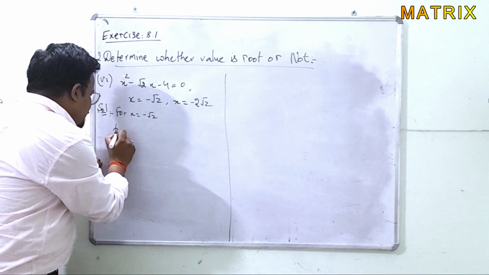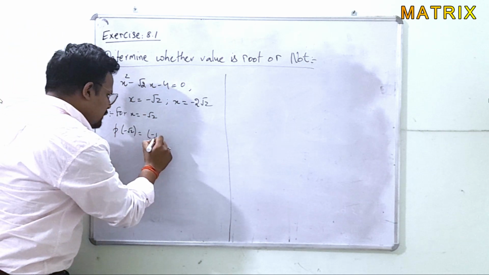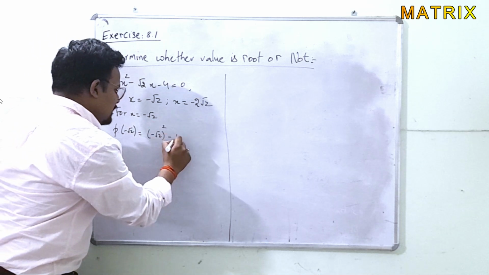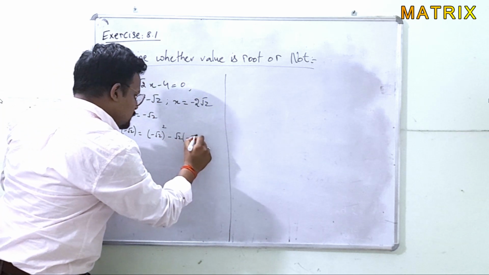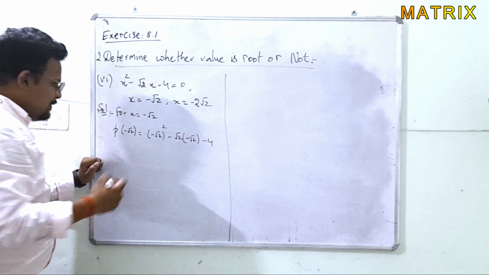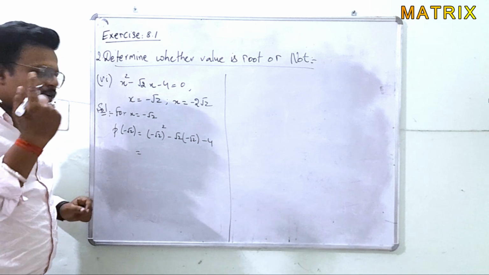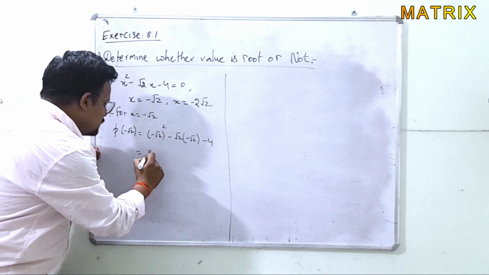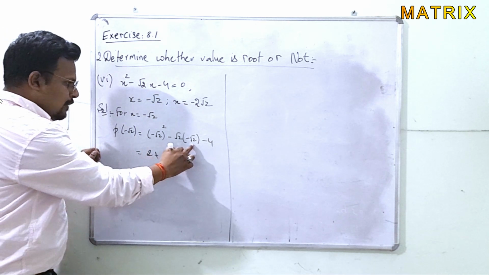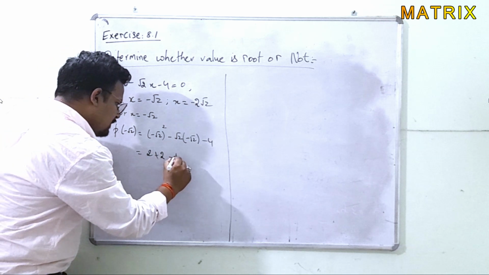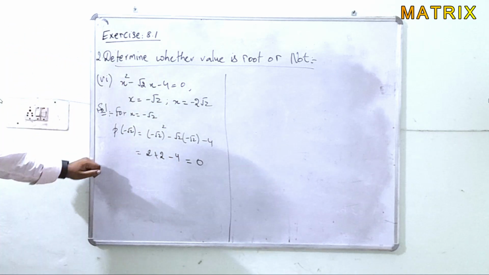So this will be p of minus root 2. Clear? So this will be minus root 2 square, and minus under root 2 multiplied by x, that is minus root of 2 and minus 2. Solve this. So this will be root of 2 square. Clear? Under root 2 raised to power 2 will be 2 only, and this negative will be positive. So this will be 2. And this negative will be positive. Root of 2 multiplied by root of 2 will be 2, minus 4. 2 plus 2, 4. 4 minus 4. It will be 0. Clear?